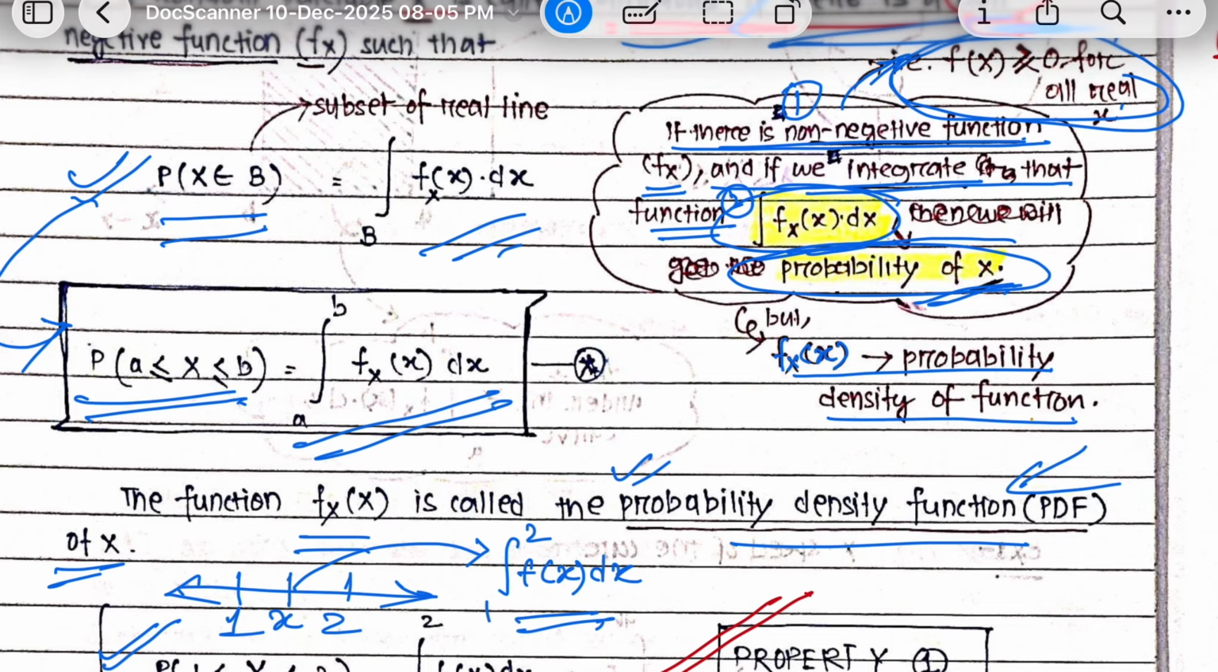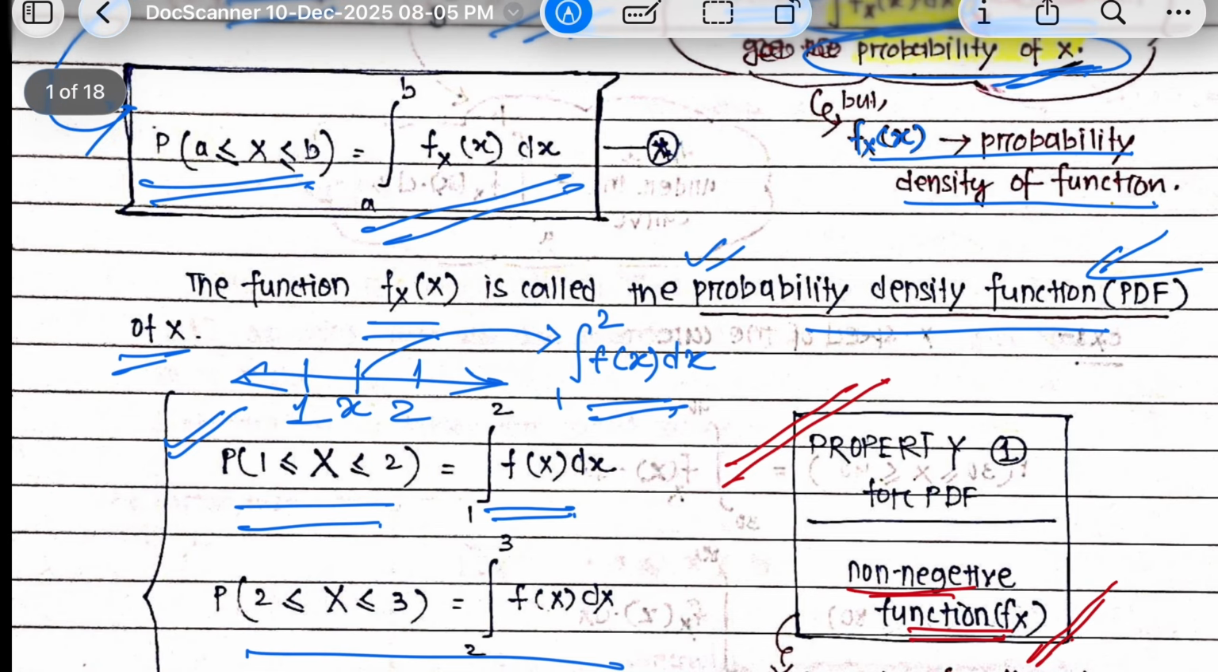Similarly, x is a point in between 2 and 3. You need to find the probability for that point in between 2 and 3. Simply just need to integrate from 2 to 3 of f of x.